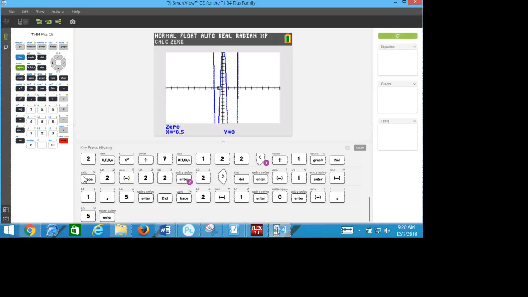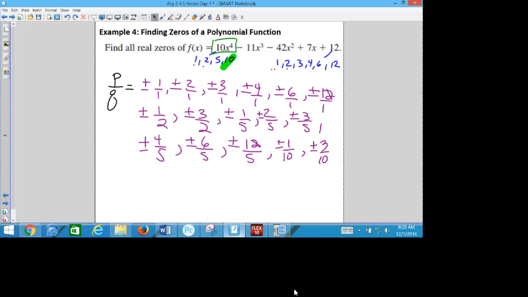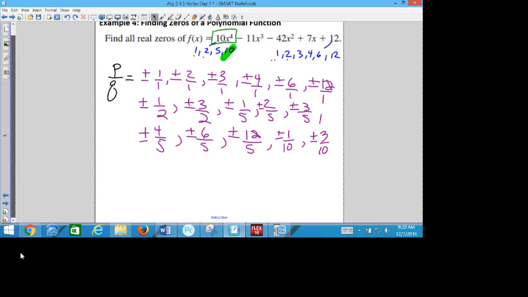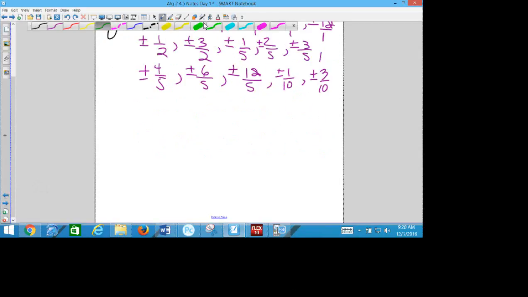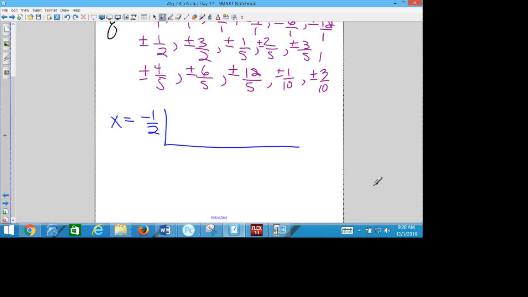So I'm looking at my graph to get an idea of what I can use for synthetic division. So now we're going to use synthetic division at what x? I'm not going to use 1/5. So I'm going to use synthetic division at -0.5. I'm going to put in my coefficients: 10, -11, -42, 7, 12. And what's nice is, even though it's a fraction, it multiplies and gives me a nice whole number still.